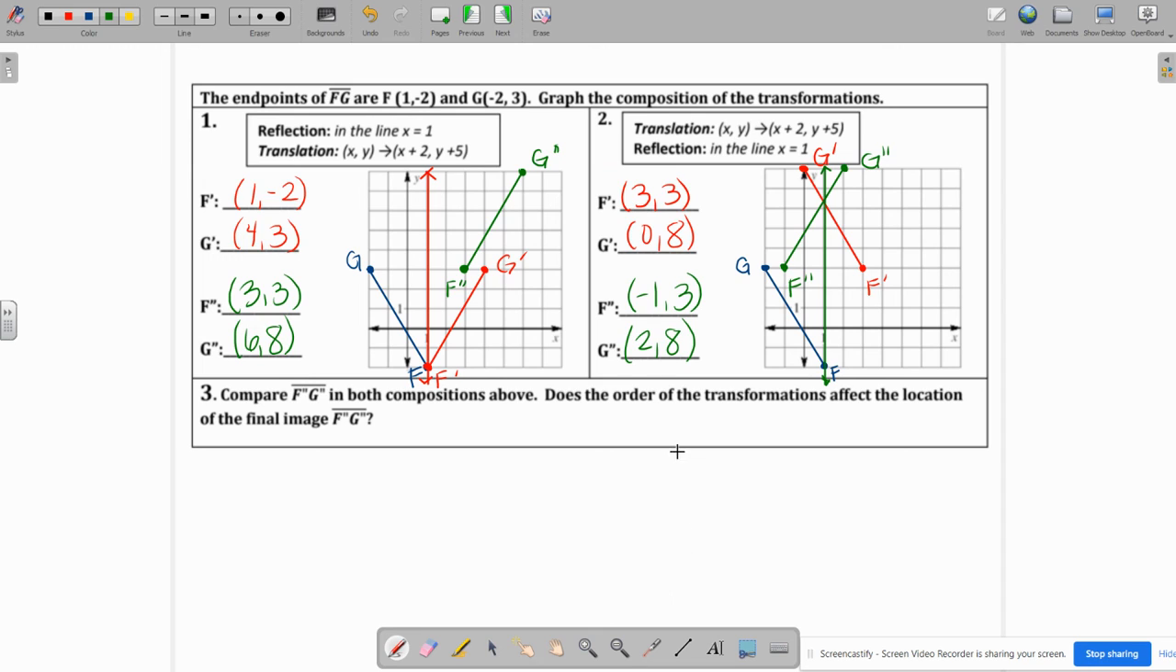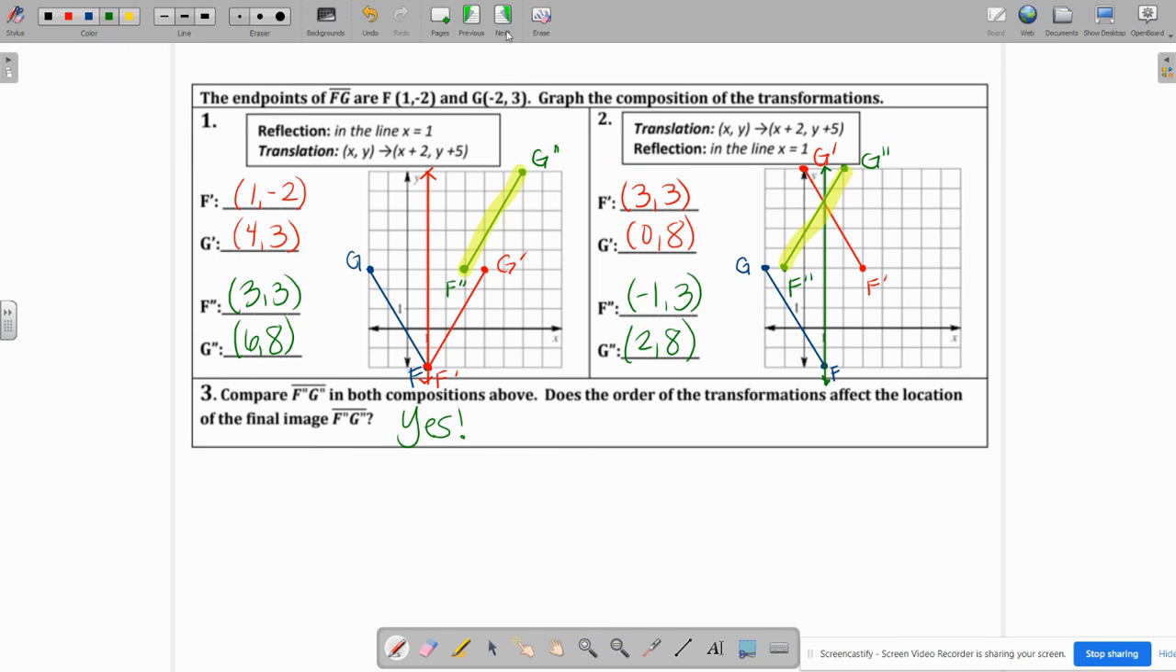So ultimately, we did not end up in the same spot, right? If we went through and we highlighted where our final one is, let me make this a little bit smaller. Our F double prime, G double prime here is this line segment, and over here, it's this line segment. So they do not end up in the same spot. So does the order of the transformations affect the location of the final image of that segment? The answer is yes, order matters.